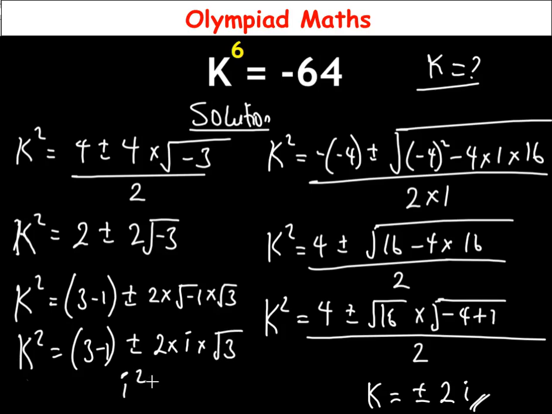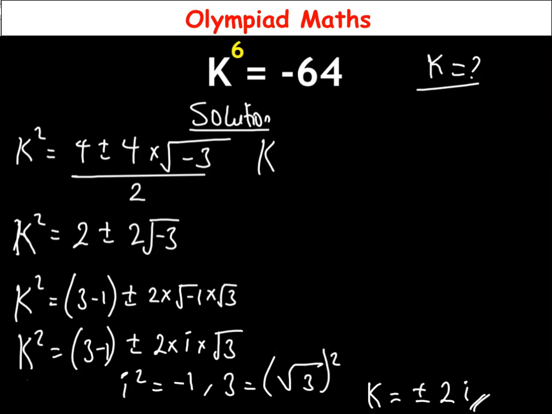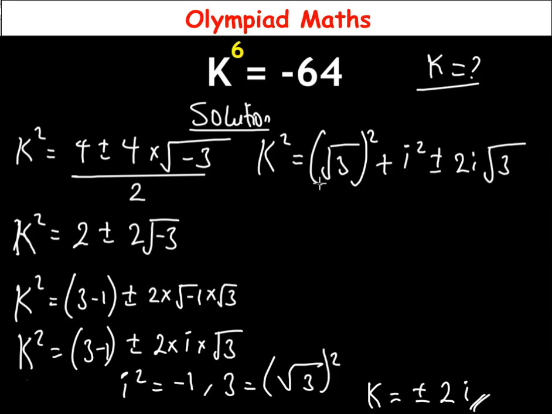With this, note that i squared is equal to minus 1, and also 3 can be written as, in brackets, root 3 all squared. Square will cancel square root, so 3 can still be equal to 3. So with this, k squared is then equal to, in place of 3, we'll bring in root 3 all squared, then minus 1 is i squared, so plus i squared, then plus or minus 2i, then times root 3. If we rearrange this, k squared is equal to root 3 all squared, then plus or minus 2i root 3, then plus i squared.